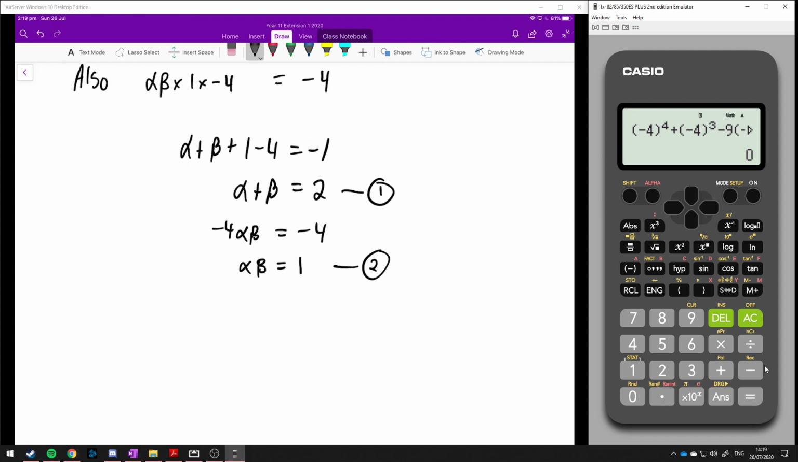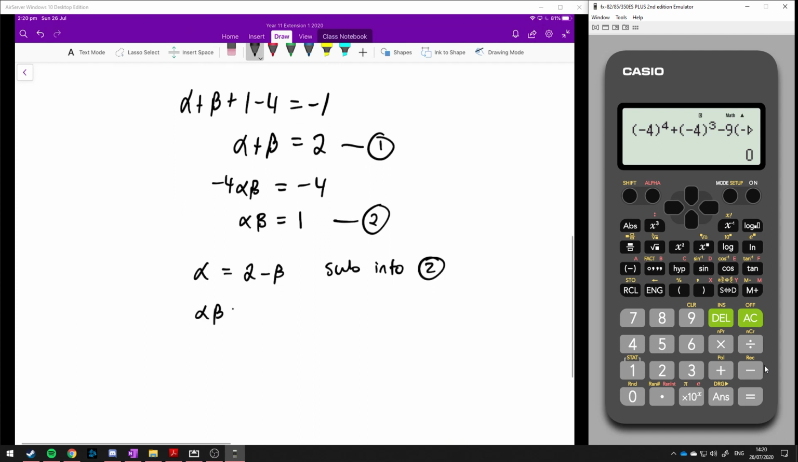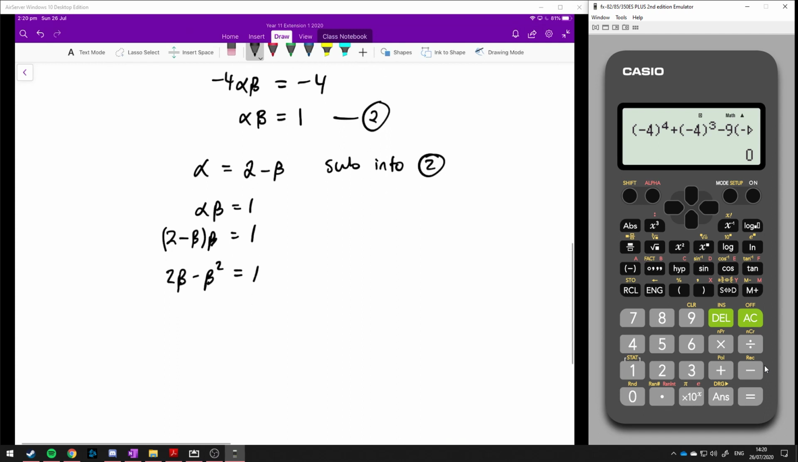Now to find our other roots. Remember, like before, when we rearrange these and substitute it in, it will give us both the roots just from one of them, because the other one just gives you the opposites of them. So we rearrange to get alpha is equal to 2 minus beta, and sub into equation number 2, alpha beta is equal to 1. So 2 minus beta, lots of beta, is equal to 1. So that's 2 beta minus beta squared is equal to 1, or in other words, 0 is equal to beta squared minus 2 beta plus 1.